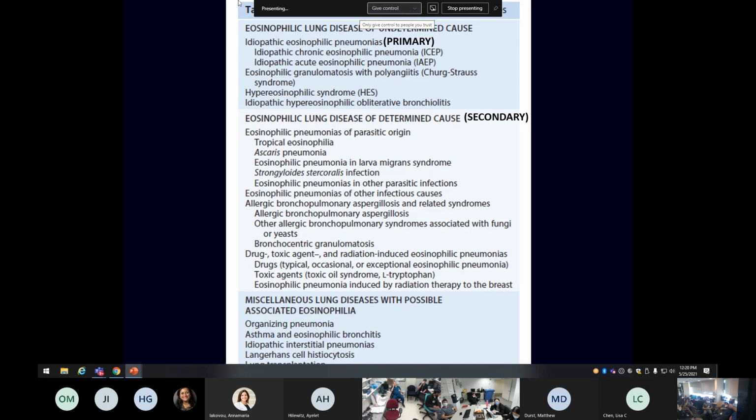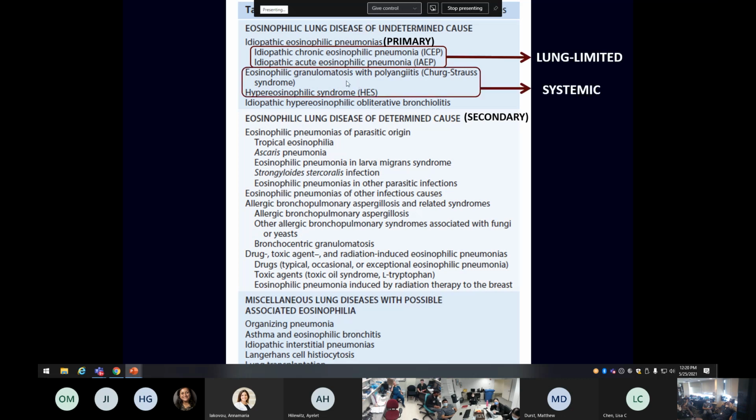So this is kind of an overview of the eosinophilic lung diseases. You have the lung-limited, acute and chronic eosinophilic pneumonias. And then you have the systemic EGPA and hypereosinophilic syndrome. And then you have the secondary etiologies, like we talked about, Loeffler syndrome, tropical pulmonary eosinophilia, ABPA, drug-induced, etc.